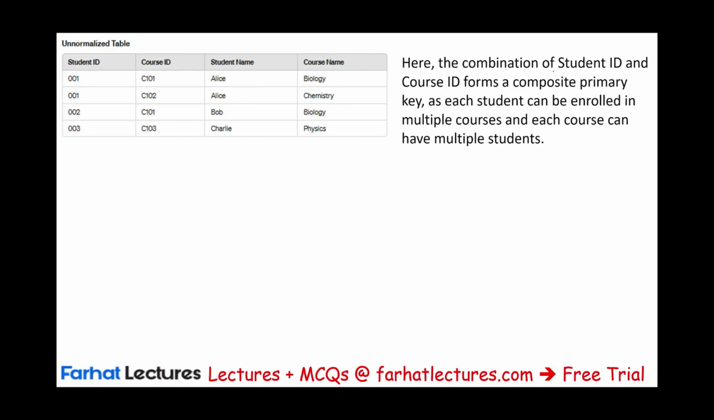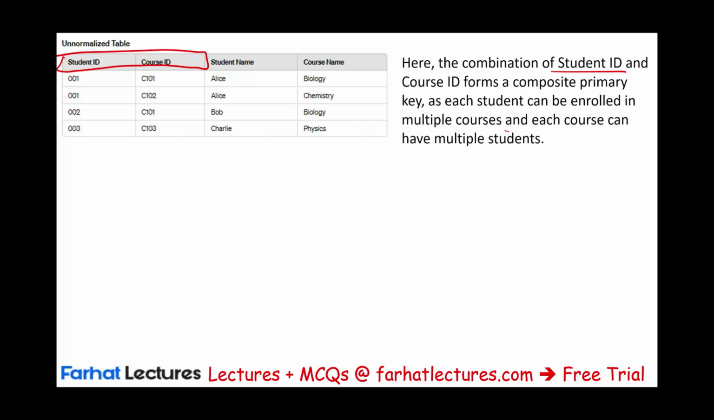The combination of student ID and course ID forms a composite primary key, as each student can be enrolled in multiple courses and each course can have multiple students. So if we want to know in which courses a particular student is enrolled, the primary key is the composite key, which is the two: the student ID and the course ID.